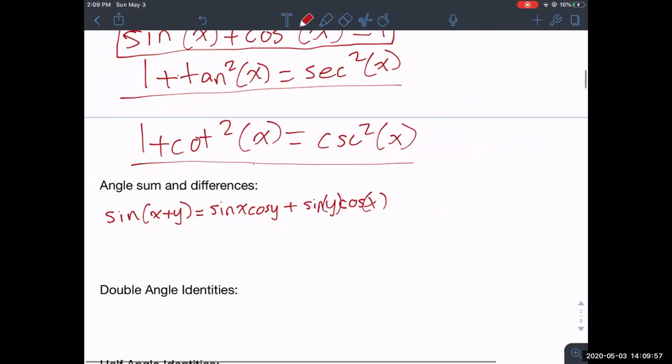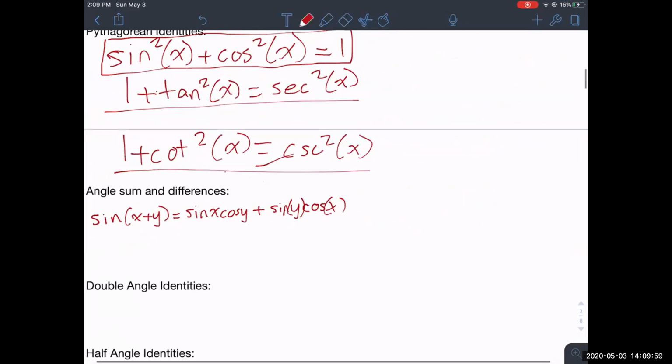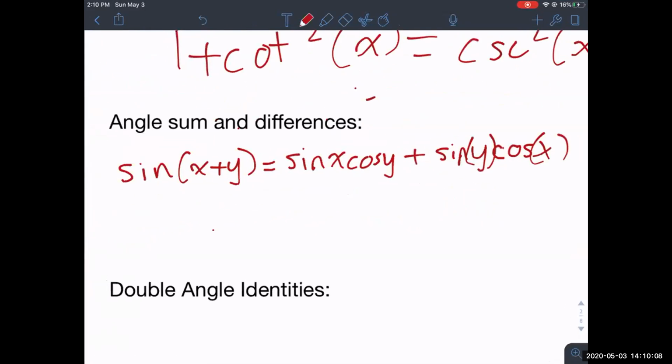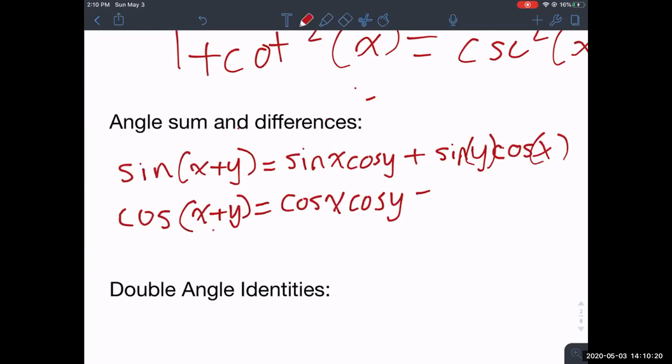Okay, technical difficulties here. So cosine of x plus y is equal to cosine x cosine y minus, that part's tricky, sine x sine y.